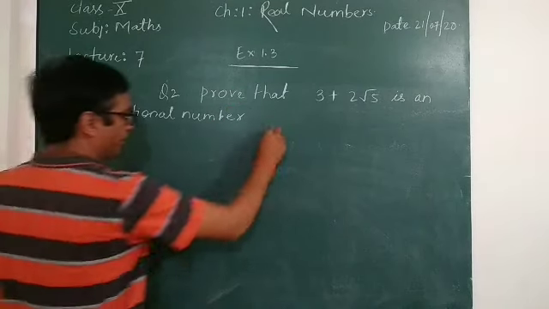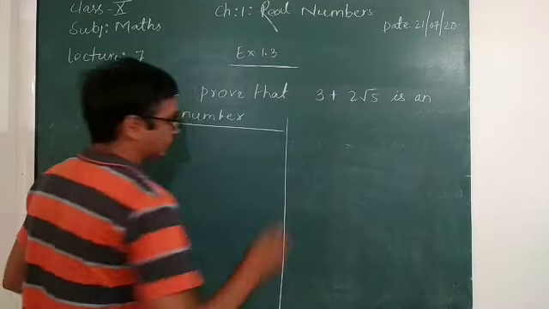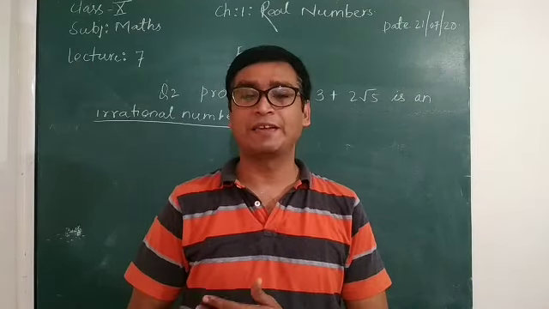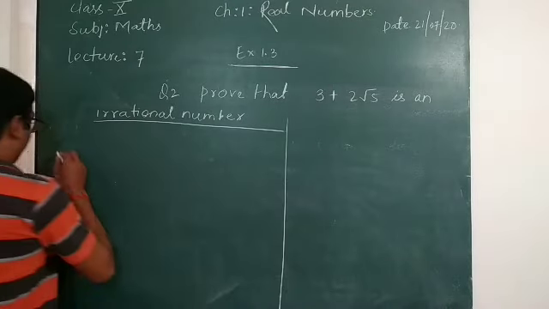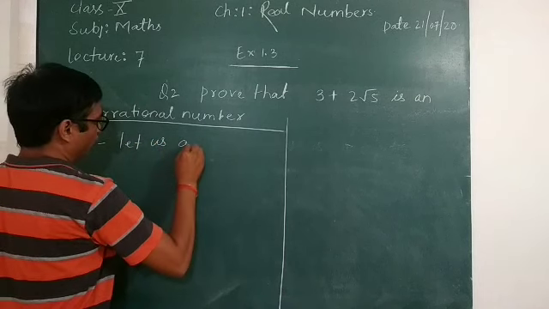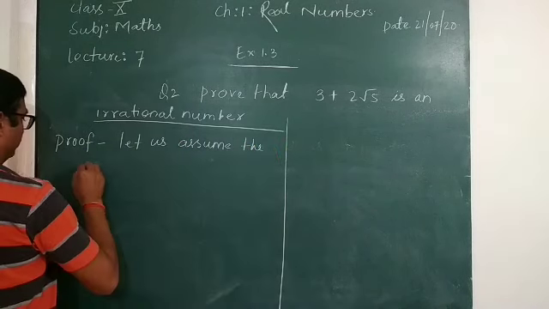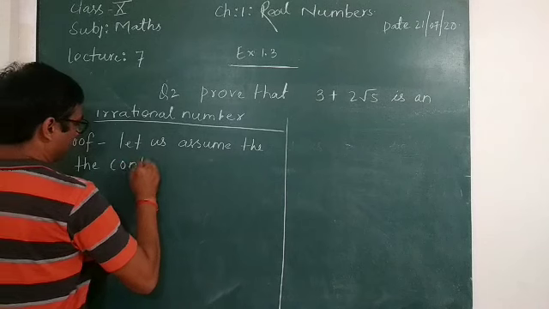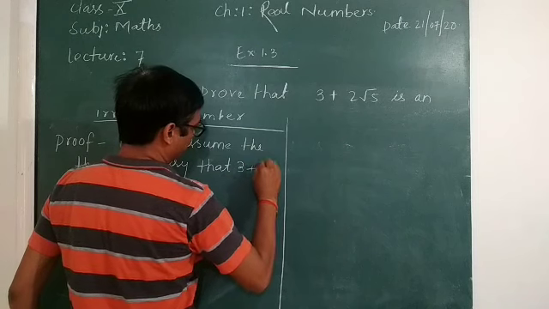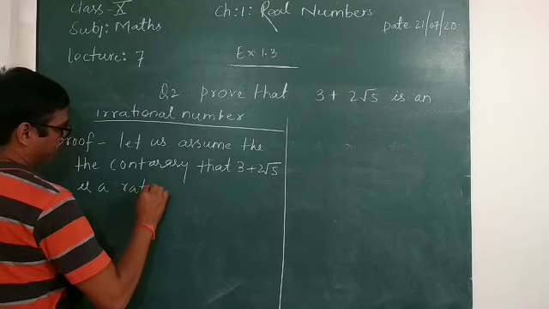So for this, we just suppose the contrary, which we have supposed in root 5 or root 2. So the proof is: let us assume the contrary, that 3 plus 2 root 5 is a rational number.